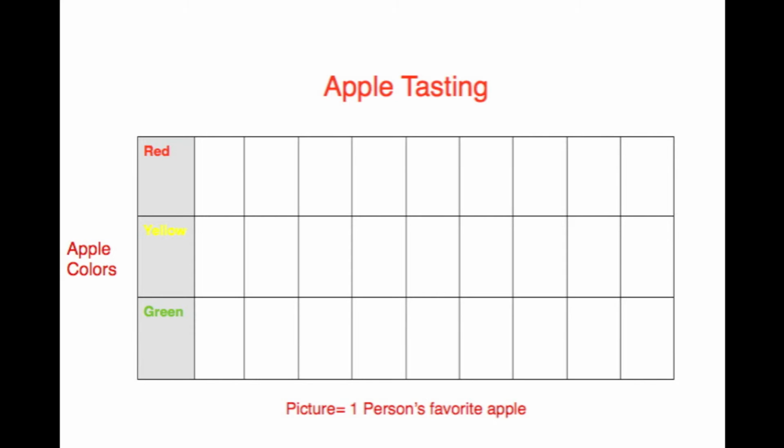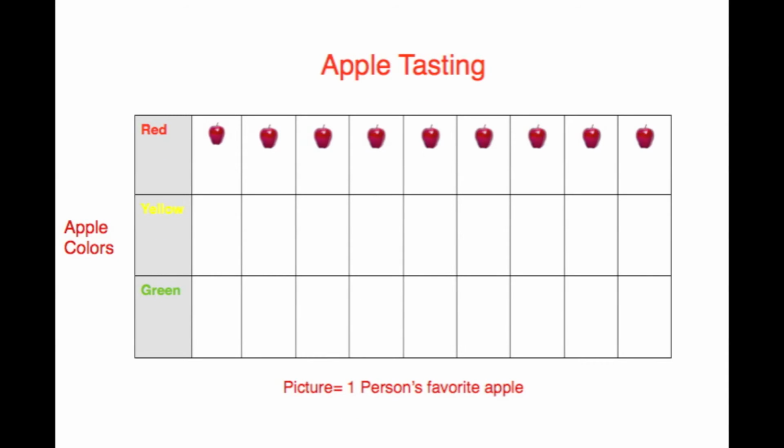When using a picture graph, we have to use a key. This key tells us what the picture we are putting into the graph means. In this case, one picture will equal one person's favorite apple choice. Woohoo! Now you are ready to graph.